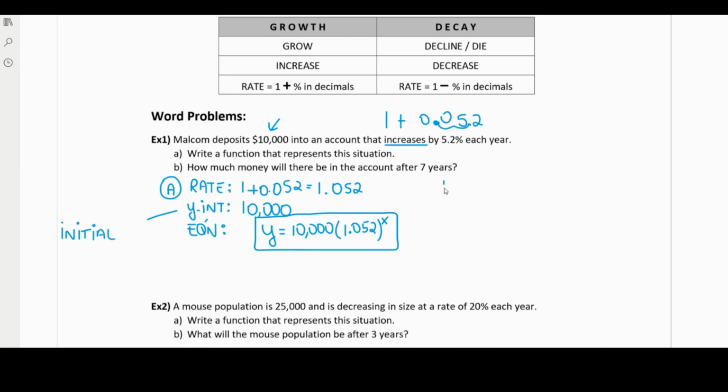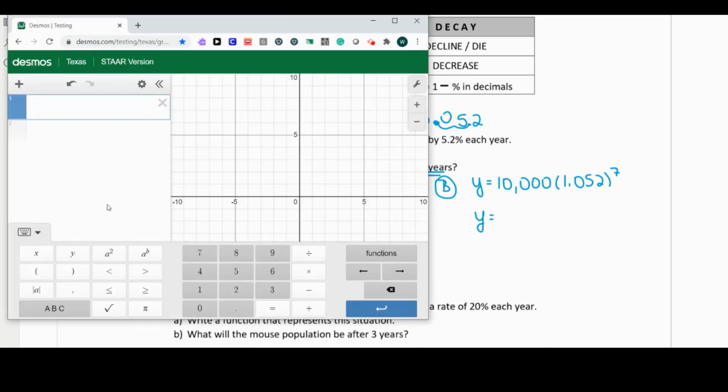Now let's do part B. Part B says, what happens after 7 years? How much money will I have in the bank after 7 years? So we copy the equation that we found, but instead of x, we're going to use 7 years instead of x. So that means instead of x here, I put a 7, and then I put this information in the calculator. So let's pull out our calculator.